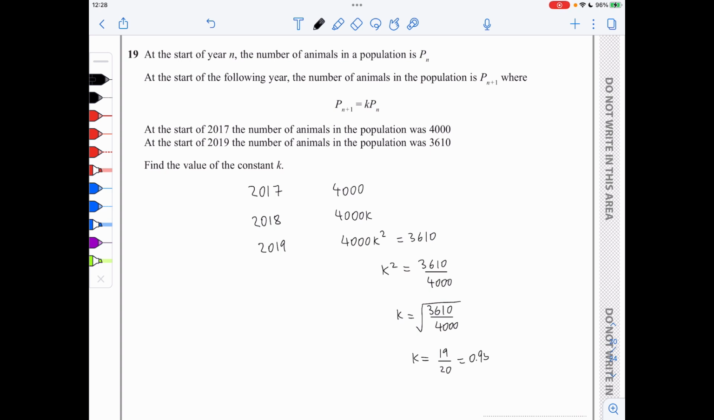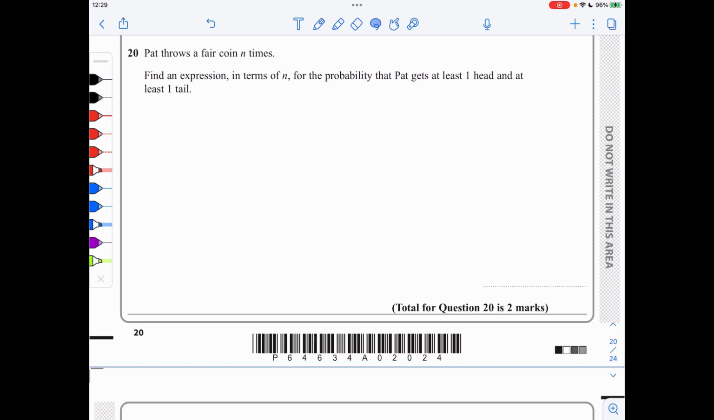In 20, we are told that Pat throws a fair coin n times, and we need to find an expression in terms of n for the probability that Pat gets at least a head and at least a tail. First of all, the fact that the coin is fair means that the head and the tail are equally likely. They have a chance of a half of appearing at each toss.